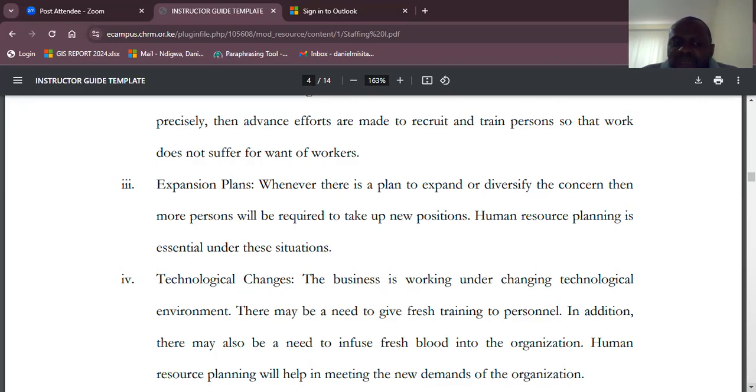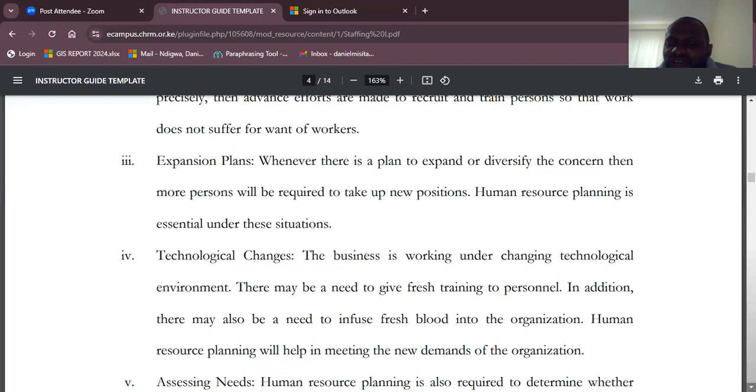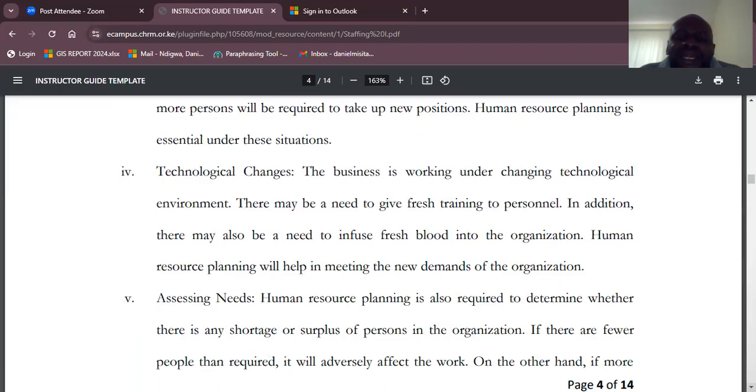Then we're also talking about technological changes. Remember, we are in the era of technology. And technology is no longer a dream, but a reality to many of us. For example, right now we are using technology to teach you people. So if technology changes, it means the organization has to change with the change in technology. Therefore, they need to bring new blood in place or new employees.